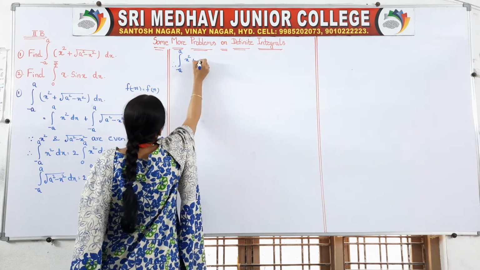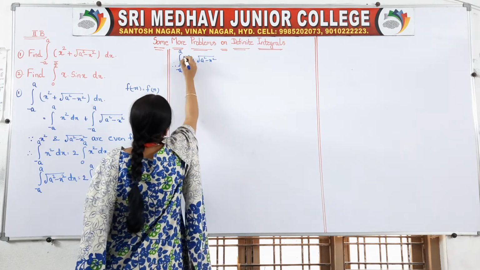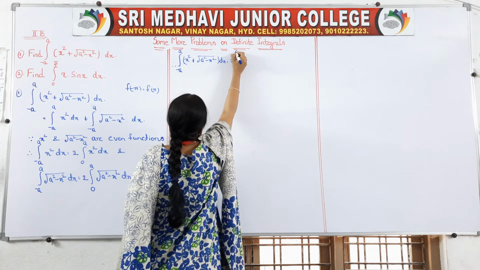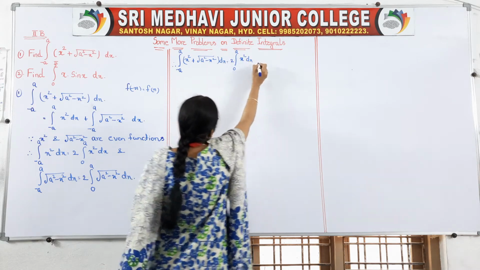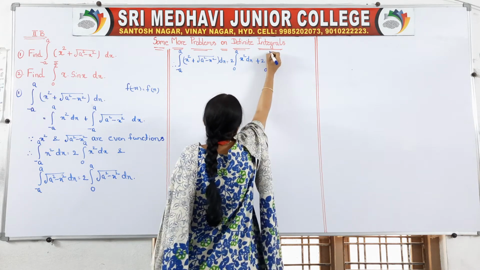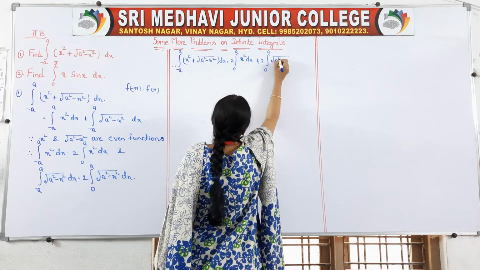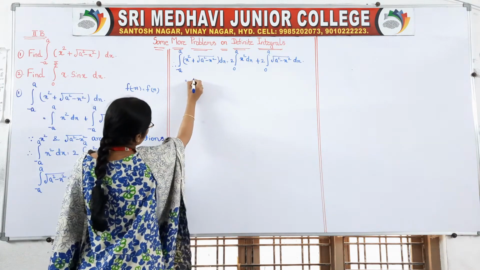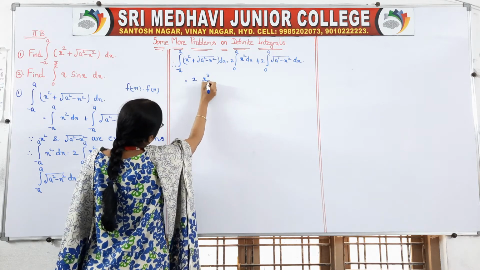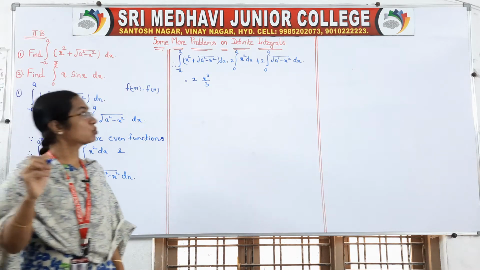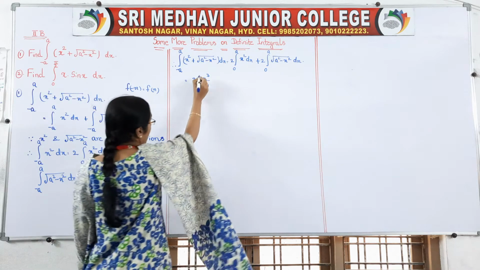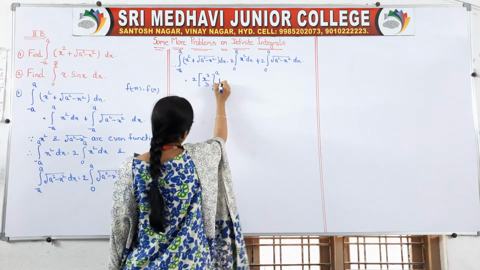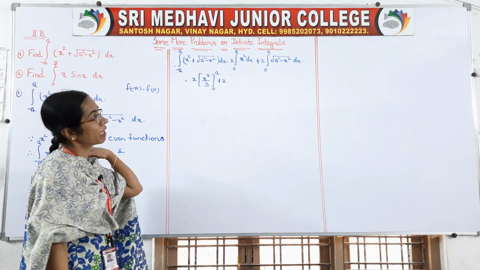So our value, the integral from minus a to a of x square plus root of a square minus x square dx, can be written as 2 times the integral from 0 to a of x square dx plus 2 times the integral from 0 to a of root of a square minus x square dx. We can write this as 2 into x cube by 3, using the integral of x to the power of n, which is x to the power of n plus 1 by n plus 1, and here we will take the limits on the right side, plus 2 into the integral of root of a square minus x square dx.